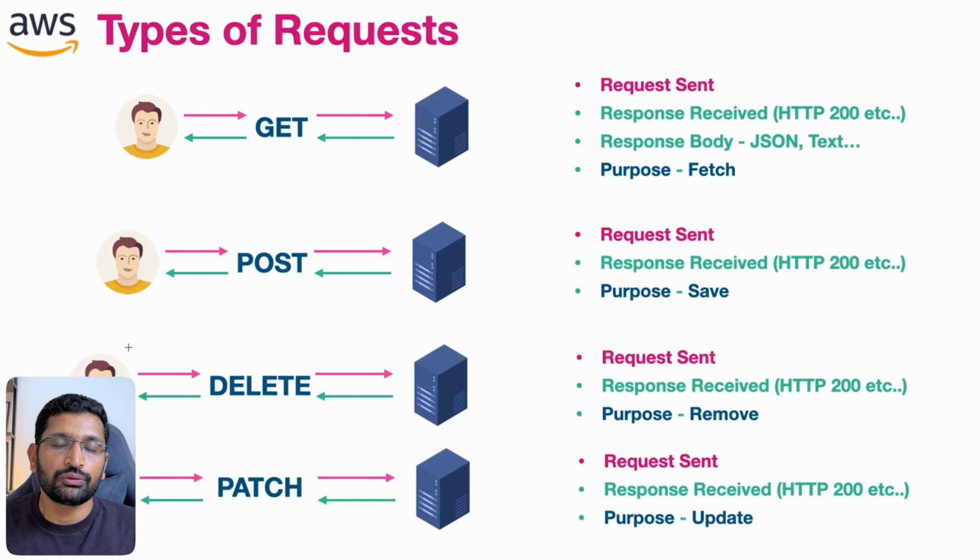And there is one more, which is PATCH, and as the name suggests, you are trying to patch something, which means you are trying to update some information back into the backend system. So for that purpose, you are going to use the PATCH API. With the PATCH API, you will send a request, and again you're going to receive the response, and the purpose will be to update some information back into the systems.